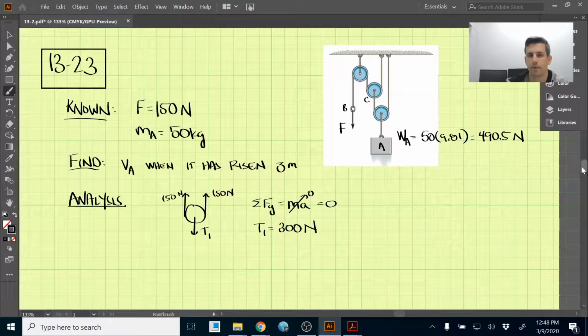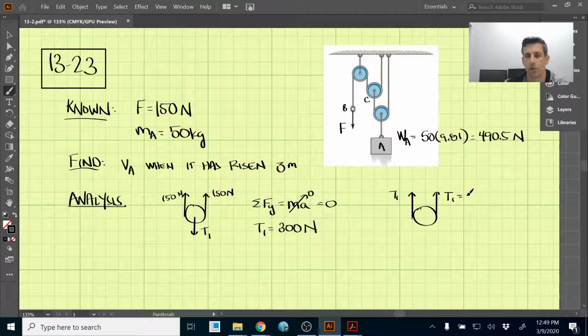Okay, so let's draw the free body diagram for this pulley attached to this block A now. So we have this pulley here, and going upwards, we have this T1, and we have T1 going up on this side. And remember, T1 we just figured out is 300 newtons. And in the middle here, we have downwards the weight of A, which we've already found, which is 490.5 newtons.